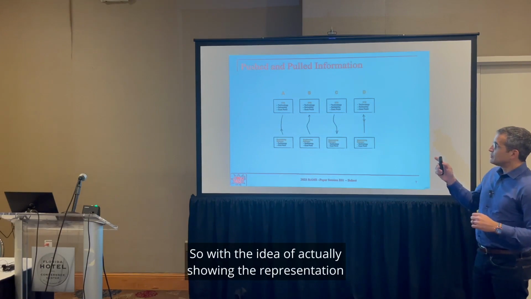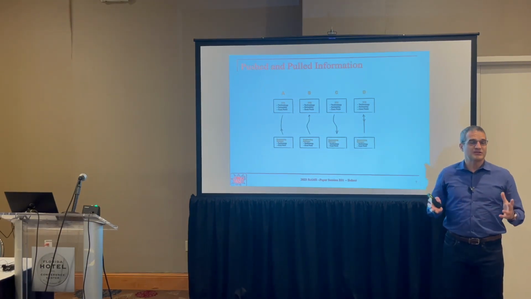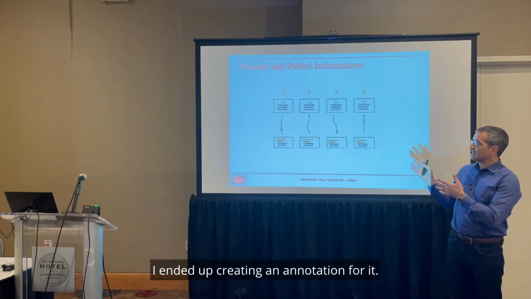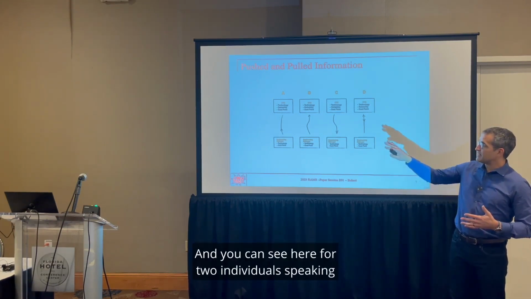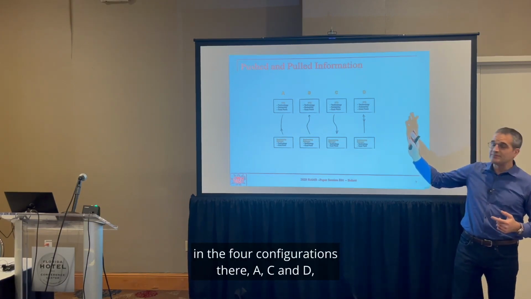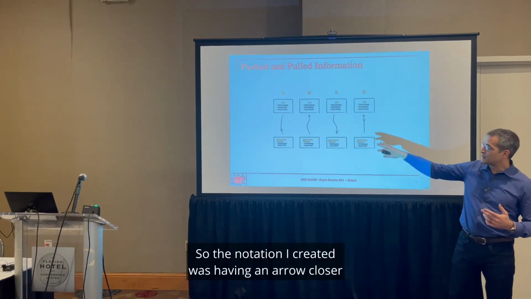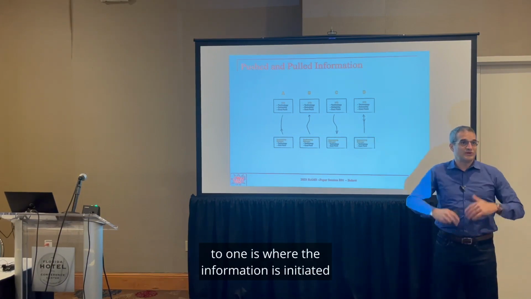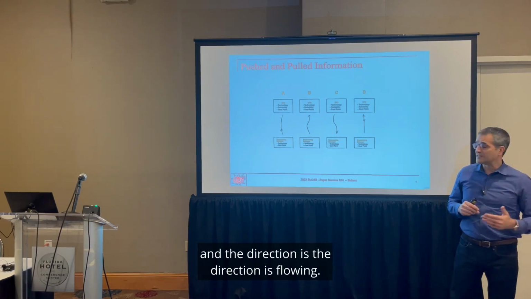So with the idea of actually showing the representation of how communication happens, I ended up creating an annotation for it. And this is the key to it. And you can see here for two individuals speaking in the 4 configurations there, A, B, C, and D, there's arrows in different places. So the notation I created was having an arrow closer to 1 is where the information is initiated, and the direction is flowing.